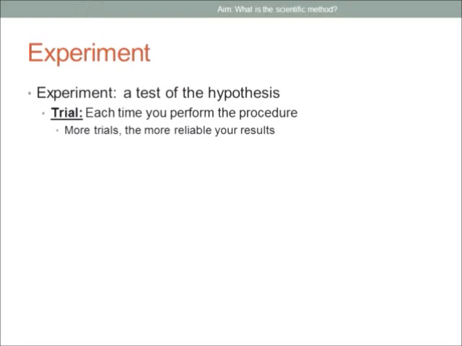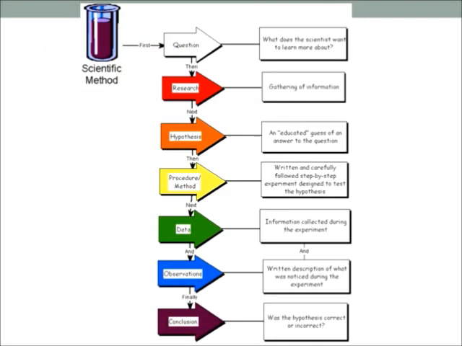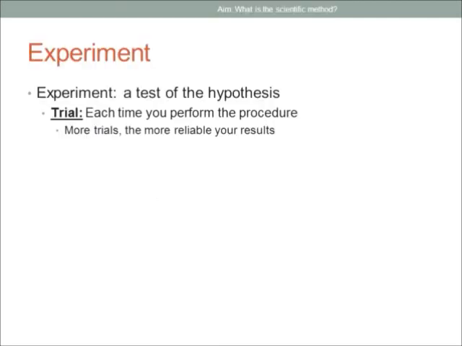When we conduct our experiment, we're just testing our hypothesis. During our experiment, we're collecting data and we're also making observations. And we just don't run our experiment once. We run it multiple times. We call these trials. The more we do an experiment, the more reliable our results are.